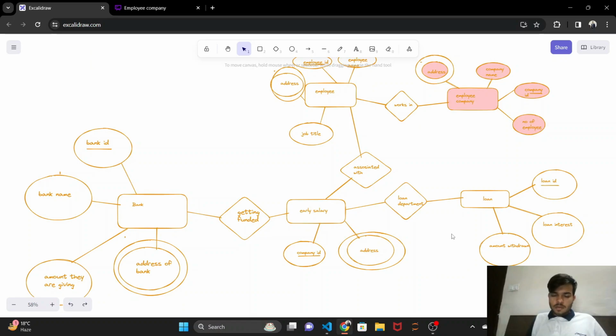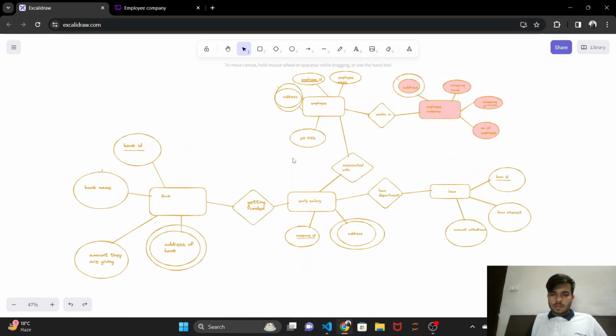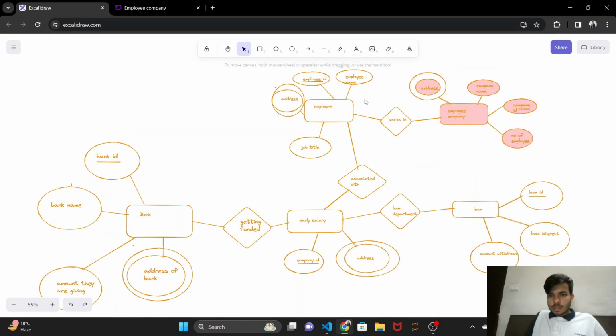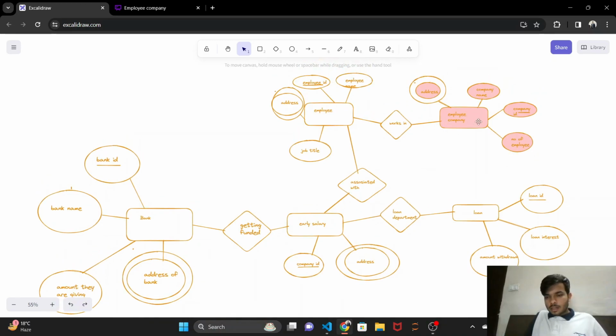So this is a final ER diagram which shows relationship between different entities with its attributes as well as with another entities, which helps us understand the database management system of the company early salary.